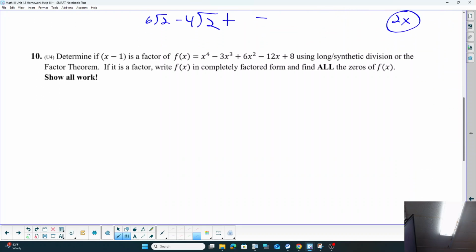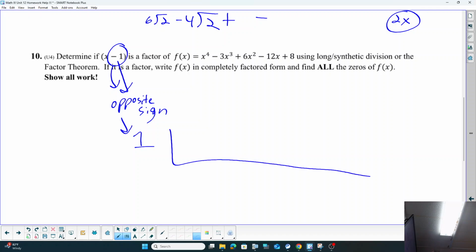Don't forget how to do synthetic division. Your favorite, synthetic division. Remember, it's the opposite sign, though. So we're going to go ahead and do a positive 1. Upside down house. And then we have an invisible 1 there. So 1, negative 3, 6, negative 12, and 8.